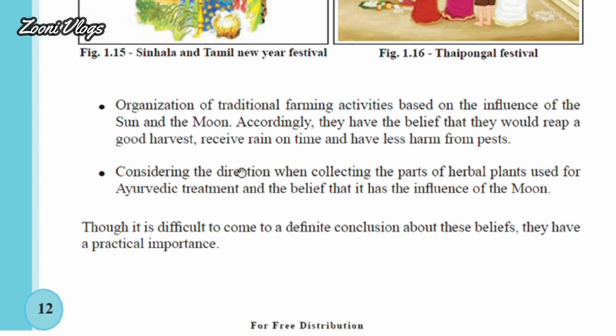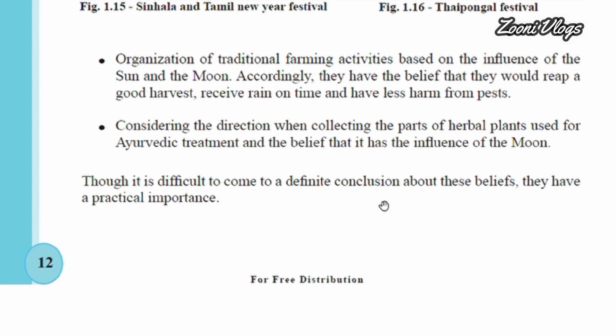Considering the direction when collecting the parts of herbal plants used for Ayurvedic treatment, and the belief that it has the influence of the moon. Not only that, in Ayurvedic medicine also, they believe such things. So, considering the direction when collecting parts of herbal plants used for Ayurvedic treatment, there is the belief that it has the influence of the moon. So there are many beliefs on the sun and moon, especially about the planets as well.